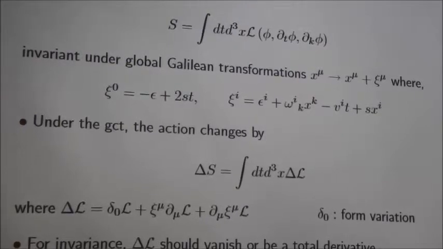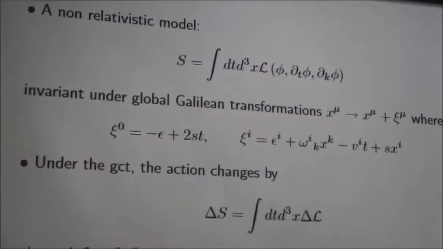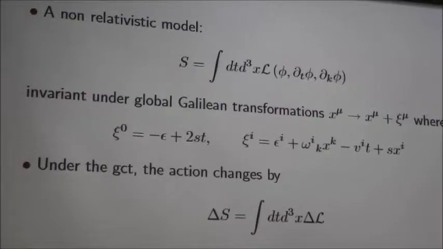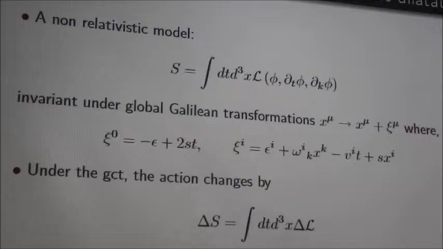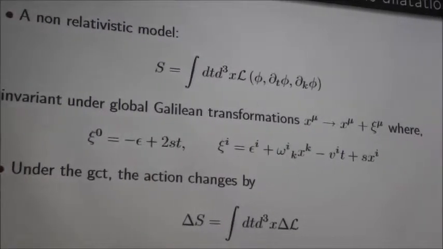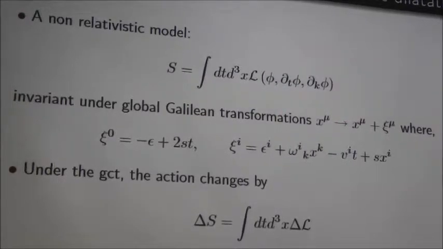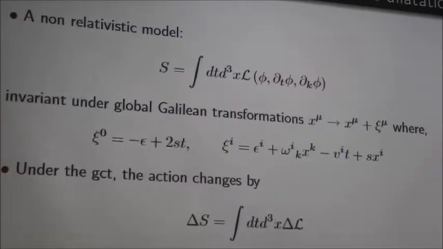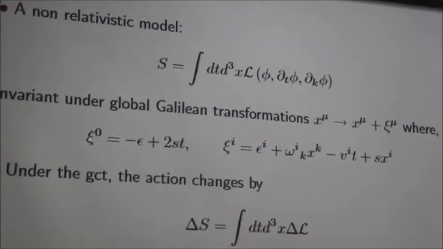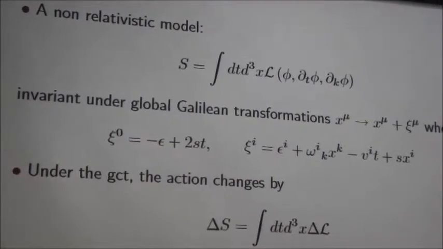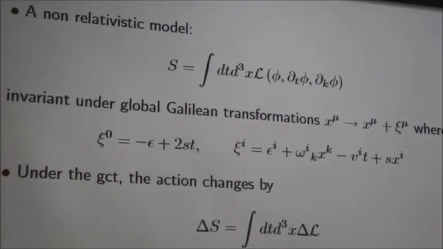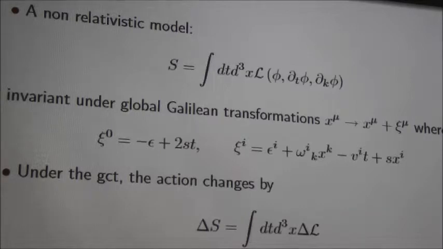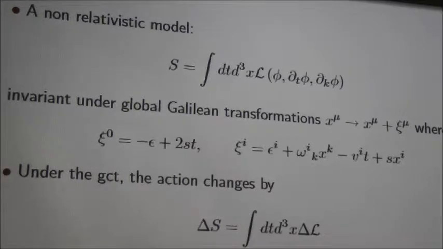Now I will proceed to the localization procedure, where I have included dilatation with Galilean symmetry. This procedure has already been discussed by my previous speaker. I first considered a non-relativistic model which is invariant under the global Galilean transformation and global scale transformation, where ξ^0 takes this form and ξ^i is that way. Here I have considered z equal to 2, because Schrödinger field theory is invariant under z equal to 2 dilatation or Lifshitz scaling.